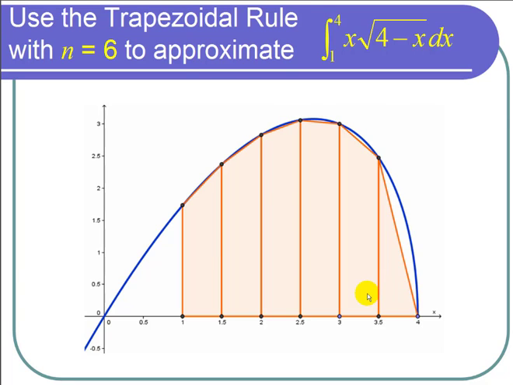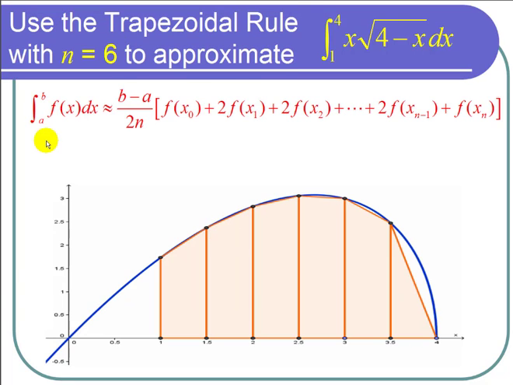So now let's remember the trapezoidal rule formula. And it states that the integral from a to b of f of x dx is approximately equal to b minus a over 2n times f of x naught plus 2 times f of x1 plus 2 times f of x2, and then we keep adding 2 times f of the x values until we get to the very last one and we don't put the 2 on, just like the first one doesn't have a 2.